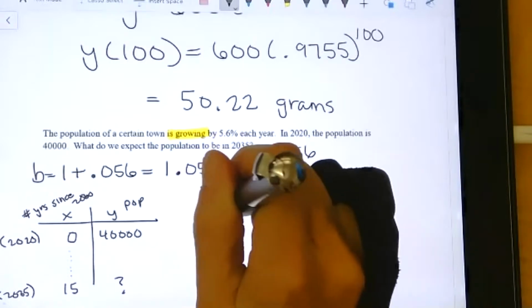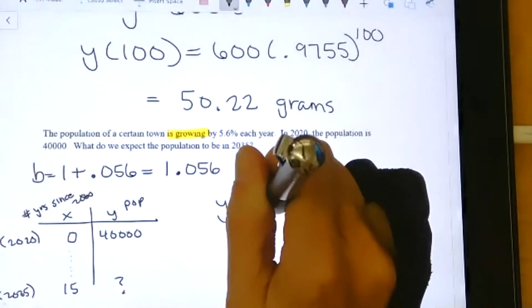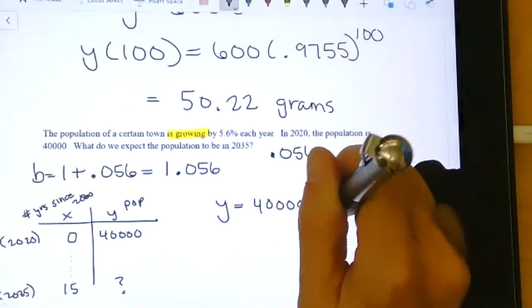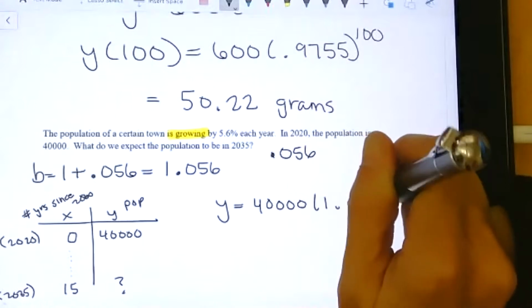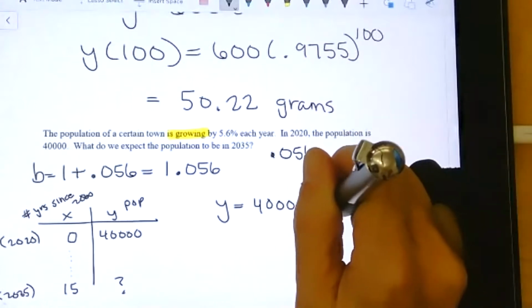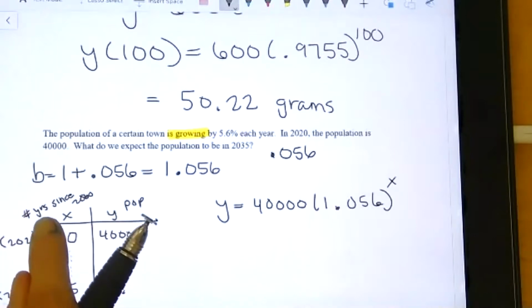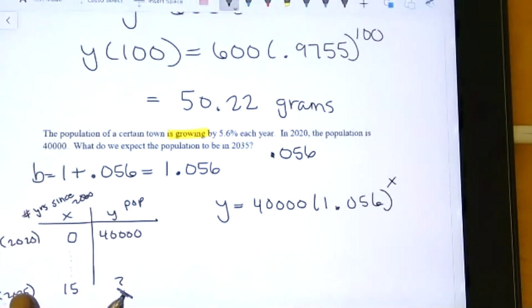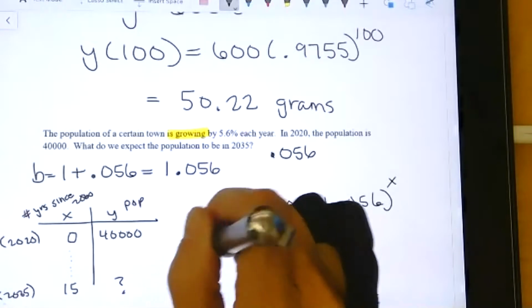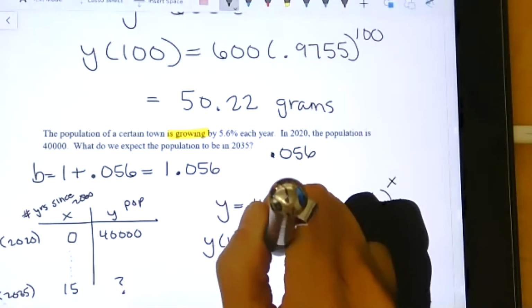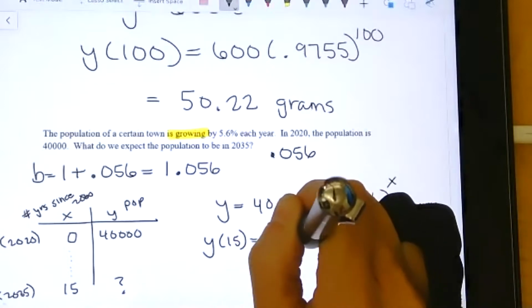So my equation is going to be my starting value in year 0 times 1.056 raised to the x power. So that's my general equation. X is the number of years since 2020. So 2035 is 15 years since 2020. So in year 2035, which is a total of 15 years from now, we're going to plug in a 15.